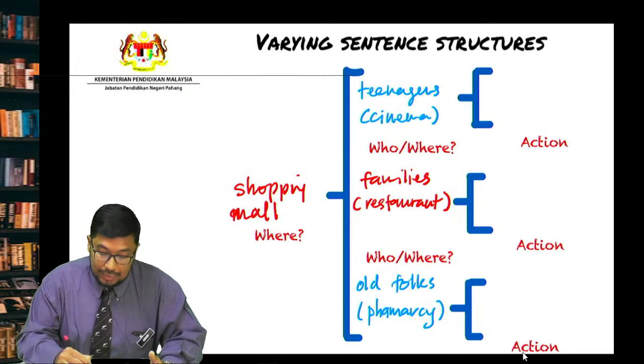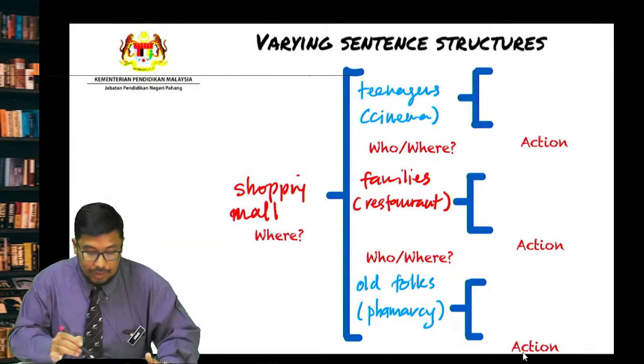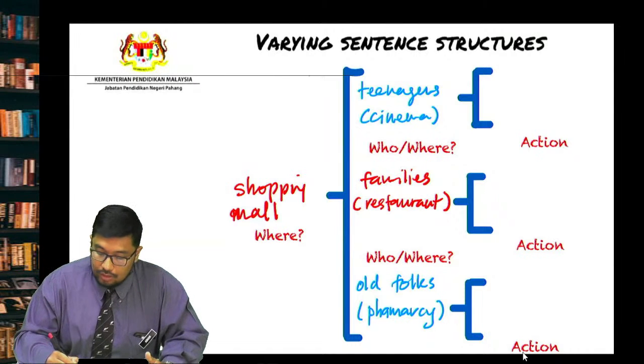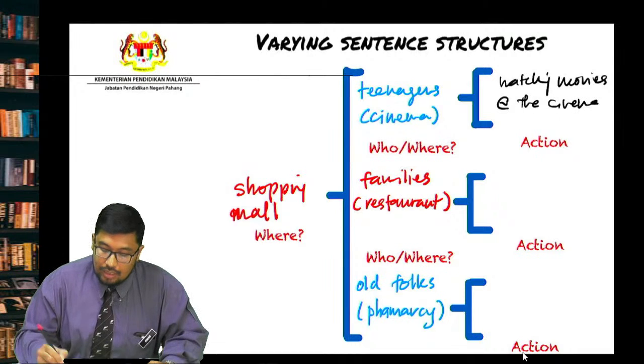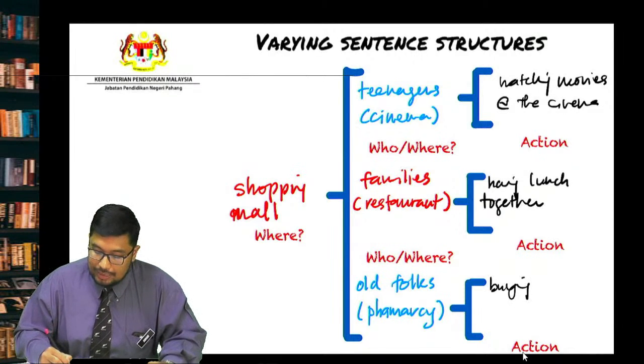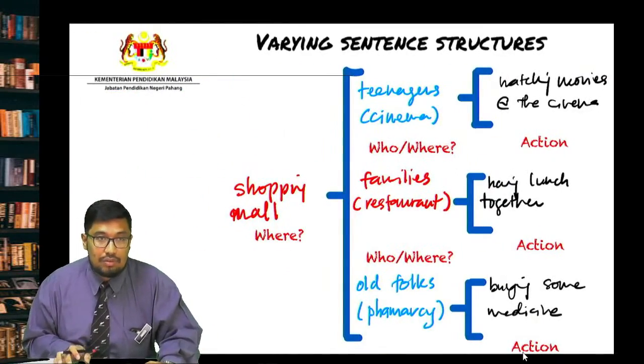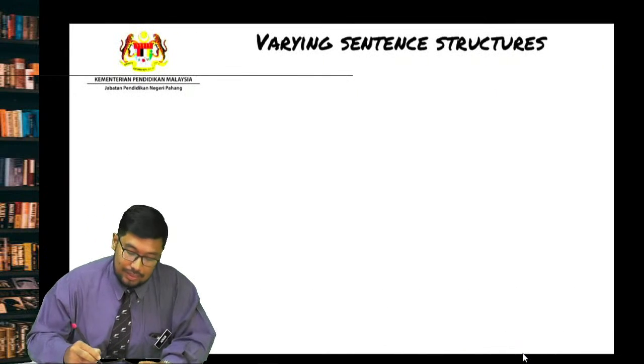Next, we go to this part of the brace map. What are all these people doing at that time? For example, teenagers, they are watching movies at the cinema. As for families, they are having lunch together with the family members. And the old folks, maybe they are buying some medicine at the pharmacy. So how can you go about writing the sentence using a semicolon? You can start writing like this.